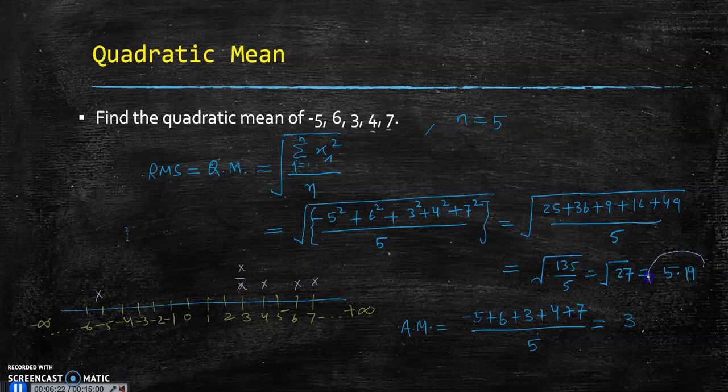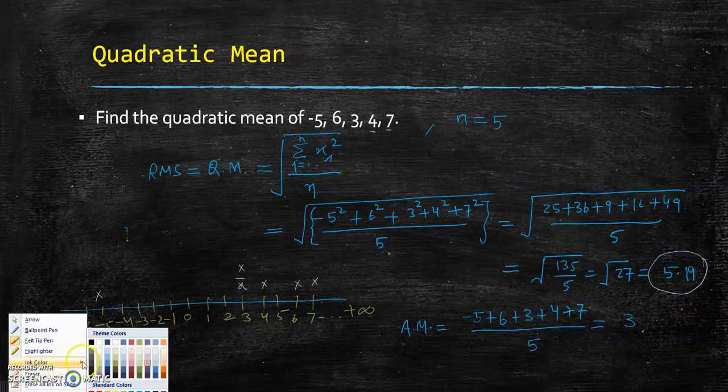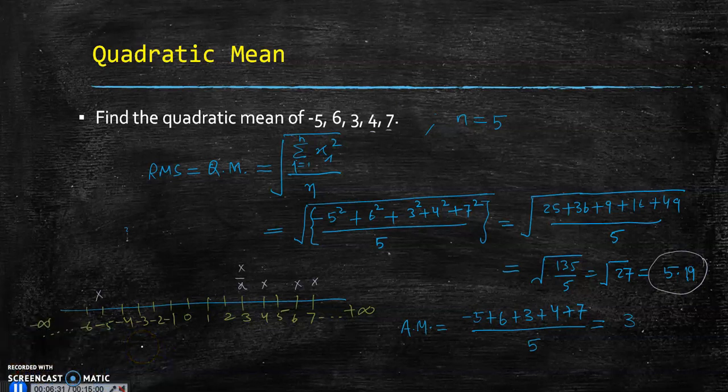But when I plot the quadratic mean right here, how are things going to change? Let's see. Once I put my quadratic mean, which is 5.19, somewhere very close to here, that is the quadratic mean. Now you can see right here 2 values are on the left and 3 values on the right. So in this case the quadratic mean looks like a more balancing figure in comparison to the arithmetic mean.